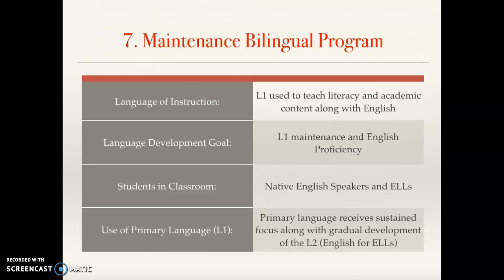The seventh model is the Maintenance Bilingual Program. So there are 2 bilingual programs listed in this list. This one is the one in which the L1 is used to teach literacy and academic content along with English. The language development goal is for L1 maintenance and English proficiency, so we're making sure that that first language doesn't fall behind in skill level as students are learning English, especially if they start learning English at a younger age. The students in the classroom are mixed, so native English speakers are learning another language, and the ELLs are learning English. And the primary language receives sustained focus along with gradual development of the L2, that second language, which is English for the English language learners.